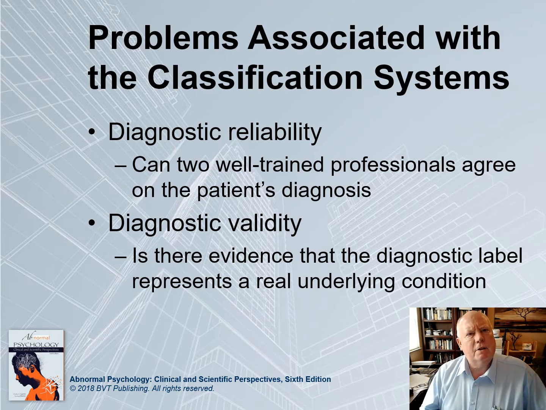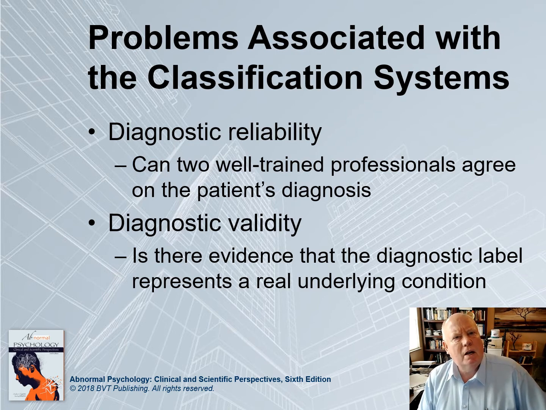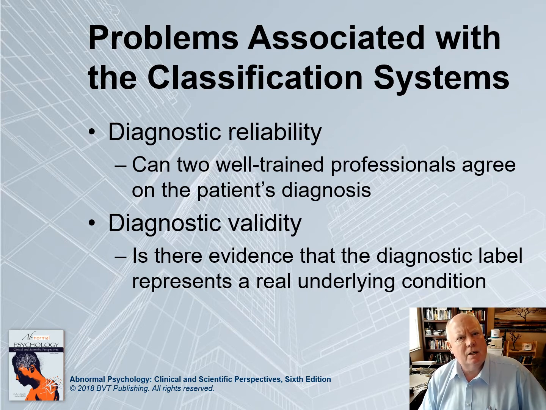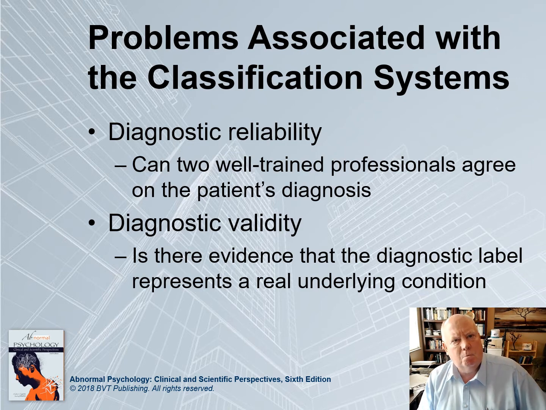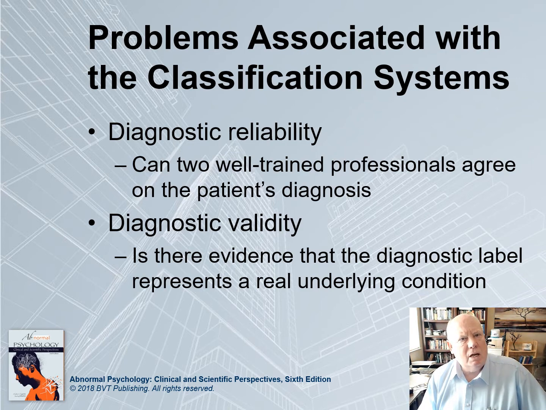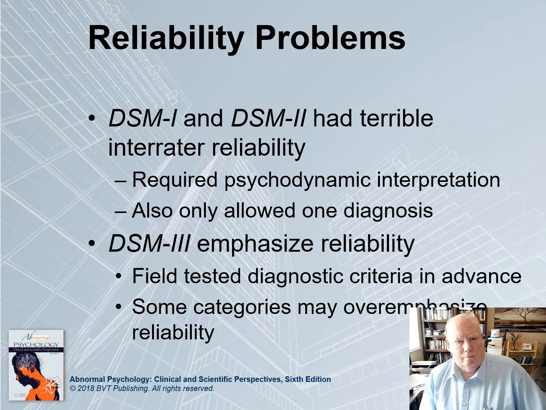Why is it that it has to be reliable before you can have valid? Well, if two people can't agree on what the score is, they can't agree on what it predicts, and therefore nothing can be predicted. You need reliability initially, but that does not guarantee validity. That has to be assessed separately.